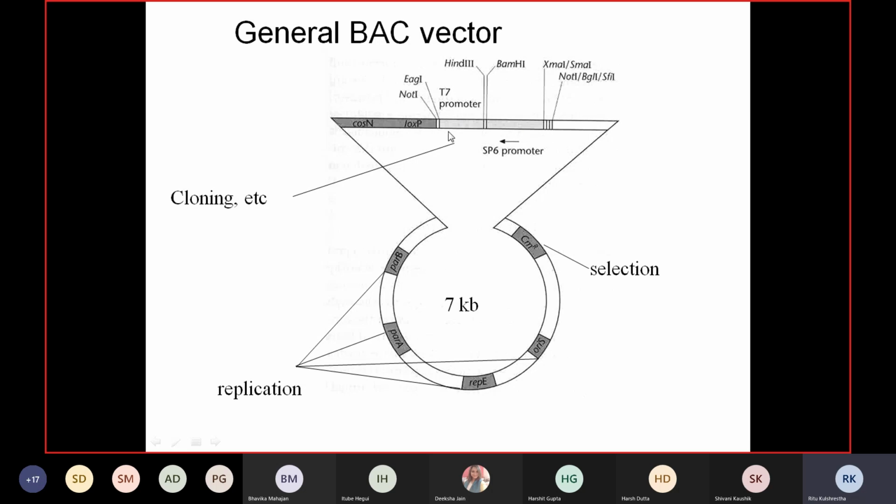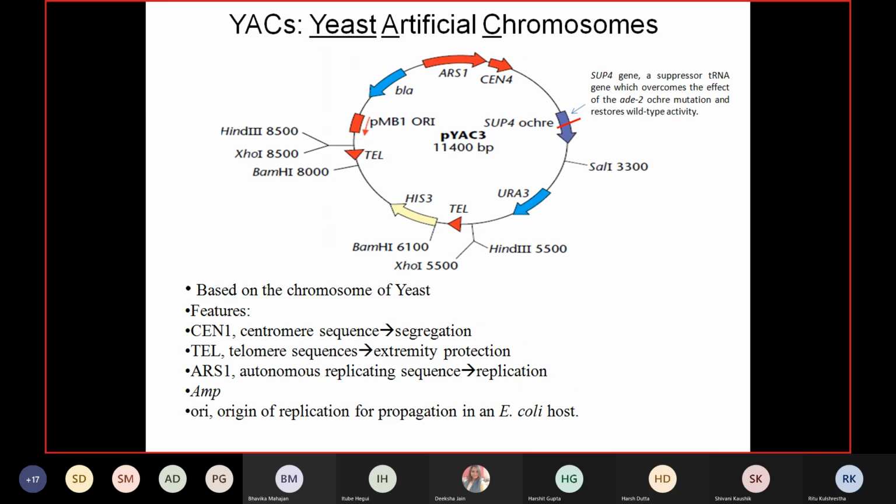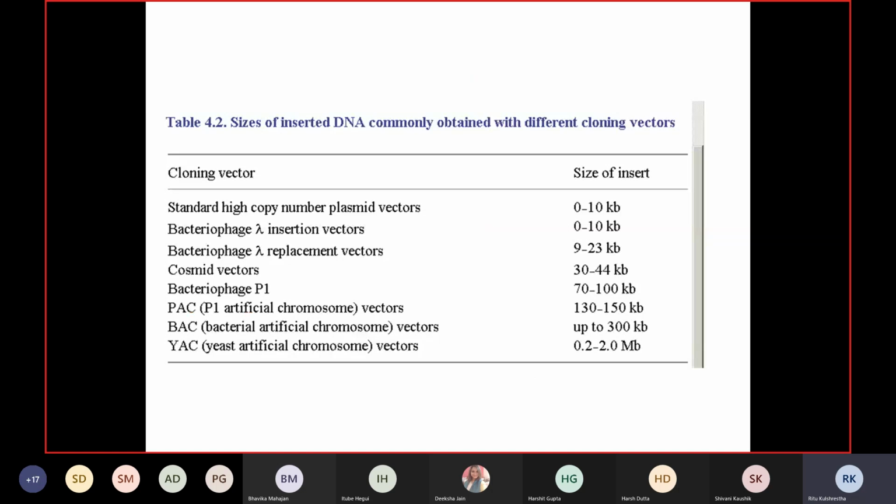If you want to remove this whole cassette, you can do it in certain cases. If you want to, let's say, remove this whole cassette where your gene has been cloned, then they have also given an option of some rare sites. These are mostly GC-rich cutting enzymes, and they have around 6 to 8 base pair recognition sequences. For example, NotI has an 8 base pair recognition sequence.